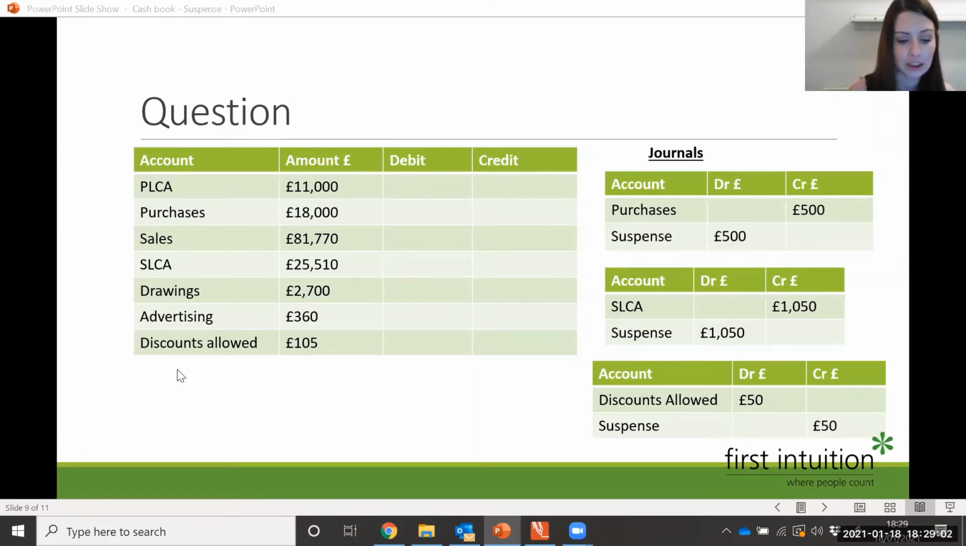So the purchases, £18,000. Now we do have a journal which says purchases, and we've got a £500 credit. So what amount would we do for purchases, and would it be a debit or a credit? Yeah, purchases is a debit. Good. So the purchases is £18,000, and then we've got a journal telling us we need to credit the purchases 500. So we'd need to do 18,000 minus 500, which would leave us with a debit of 17,500.